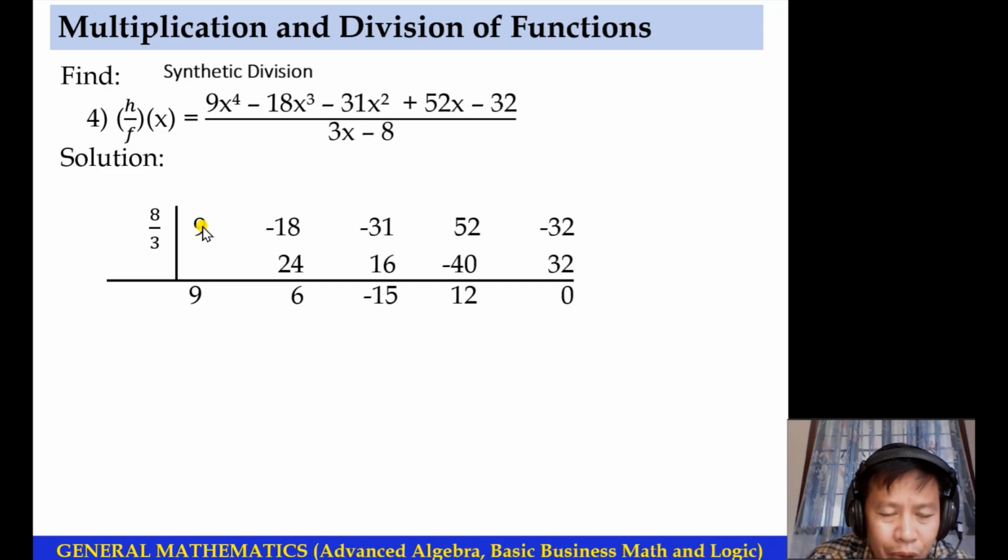Multiply. We have to bring down 9 here. We are going to multiply, students. 9 times 8 over 3, what is the result? You can have this way. 9 times 8 is equal to 72 divided by 3 is equal to 24. Or you can apply the cancellation method. Did you understand? So 9 divided by 3 is equal to 3. 3 times 8 is equal to 24. You are going to write 24 here.